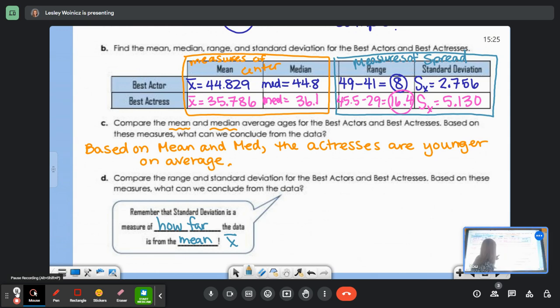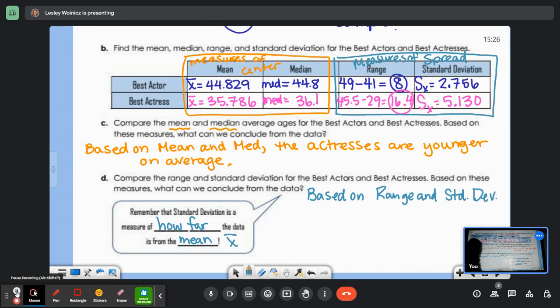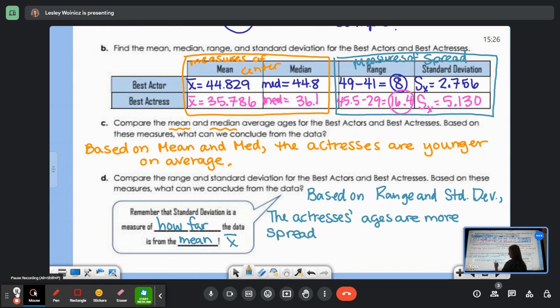Okay. So, based on range and standard deviation, comma, the actresses' ages are more spread out and farther from the mean, X bar.